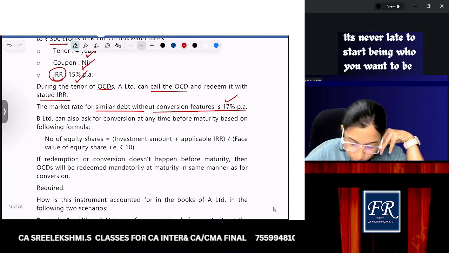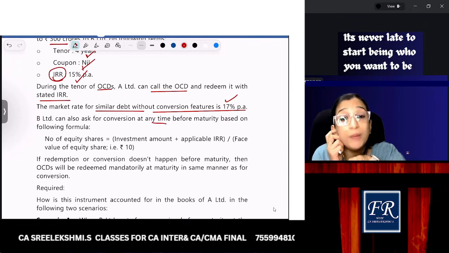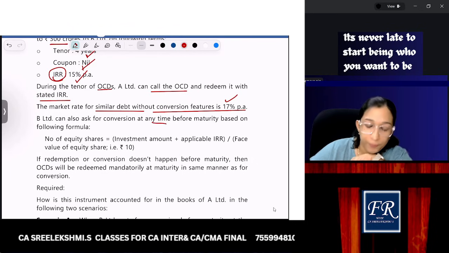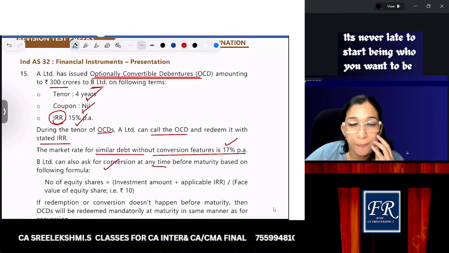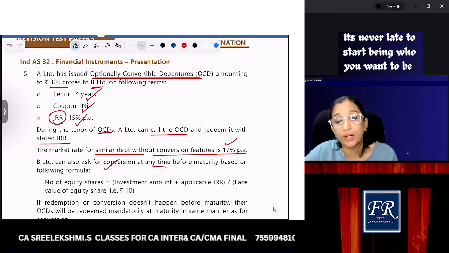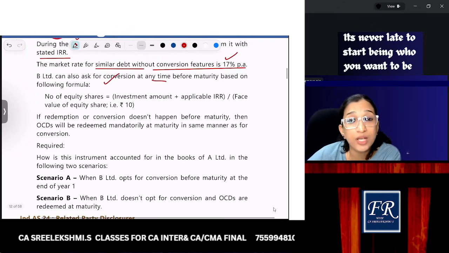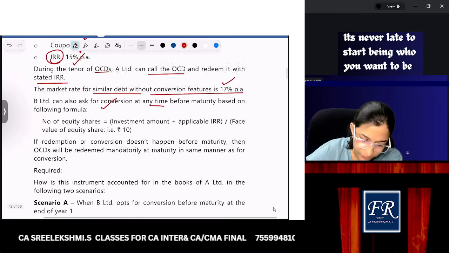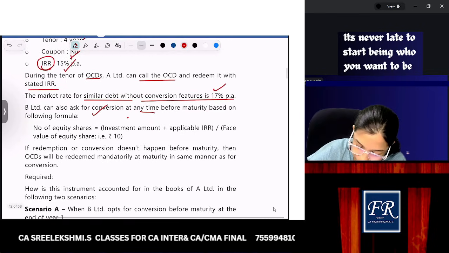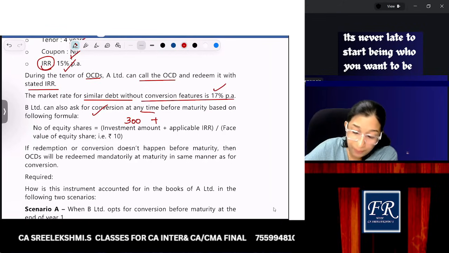B Limited can also ask for conversion at any time before maturity based on the following formula. So B Limited is having the option to convert the debentures into equity shares. And how many equity shares can B Limited get? Investment amount, that is 300 crore, plus applicable IRR.